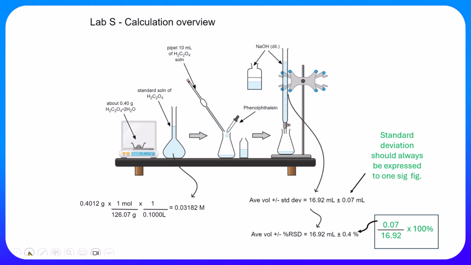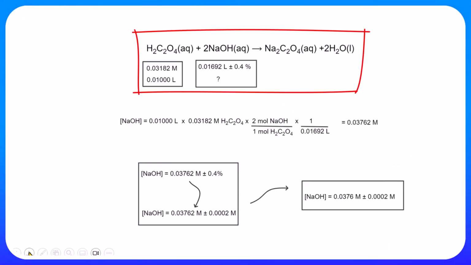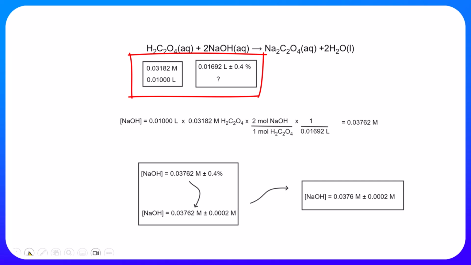Okay, so then the next part of the calculation, now that we have the standard concentration of our solution and the fact that we've done the titration and we have a standard deviation and a percent relative standard deviation, is we look at the balanced chemical equation. So oxalic acid reacts 1 mole to 2 moles of sodium hydroxide. You can see that I've set this up kind of like what we do in lecture, in that I have the concentration of oxalic acid, I have the volume that I used, then I have the volume used in the titration, and I'm trying to determine the concentration of sodium hydroxide.